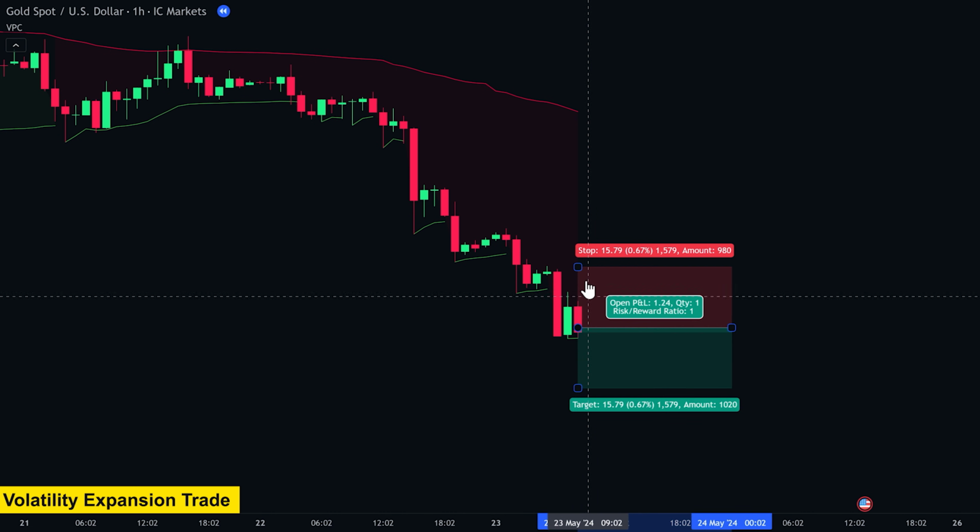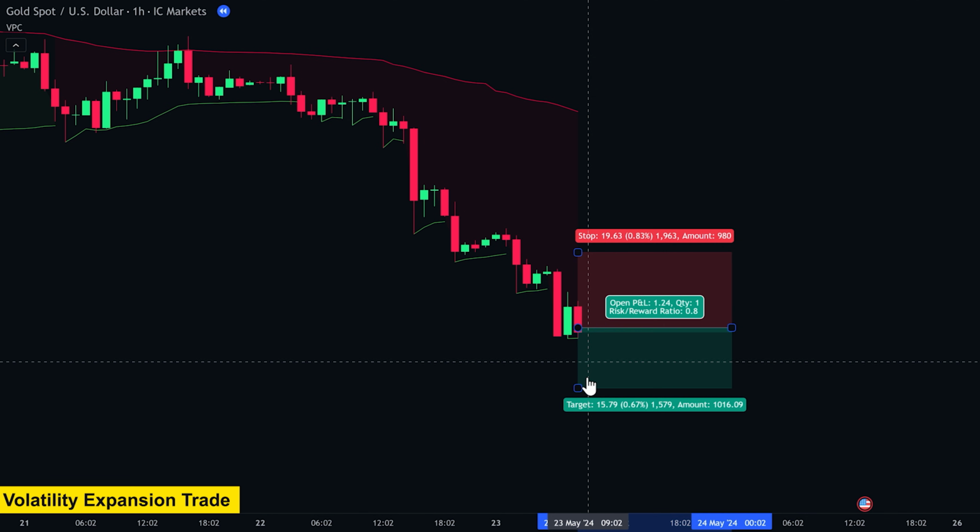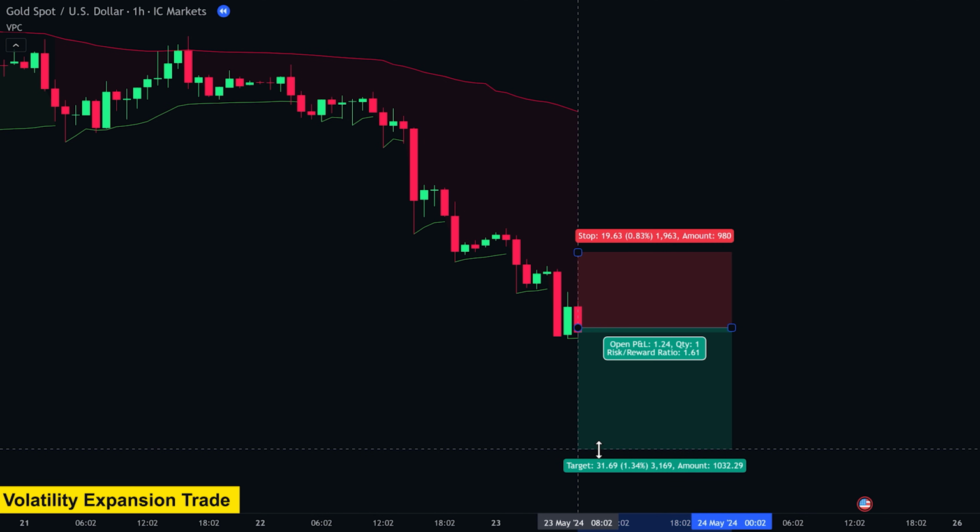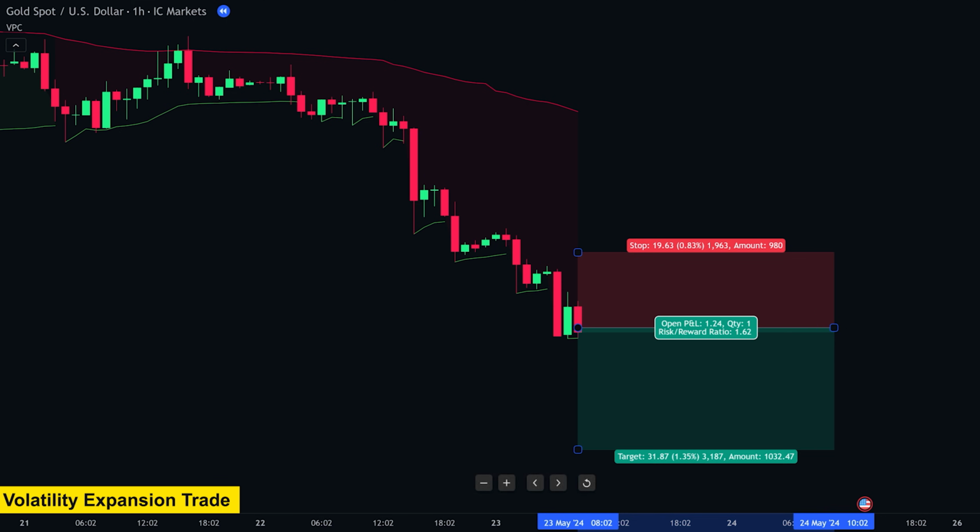Place your stop loss just above the previous swing high. Set your take profit target at a 1 to 1.5 risk-to-reward ratio. If you let this trade run, you will see that volatility keeps pushing price lower until your profit target is reached.